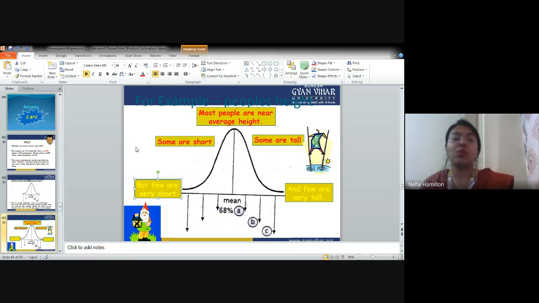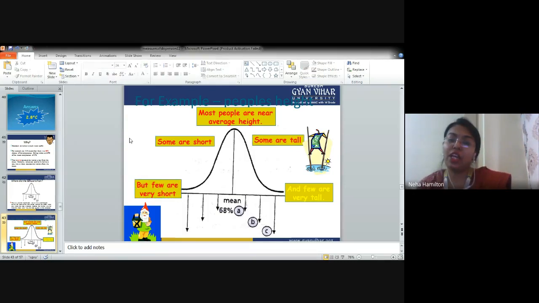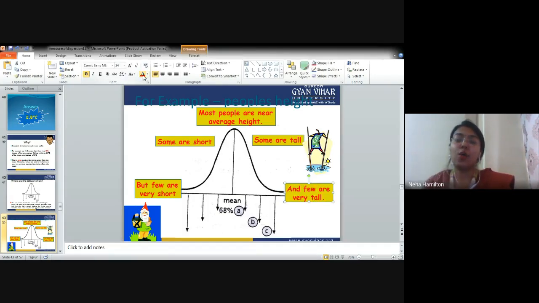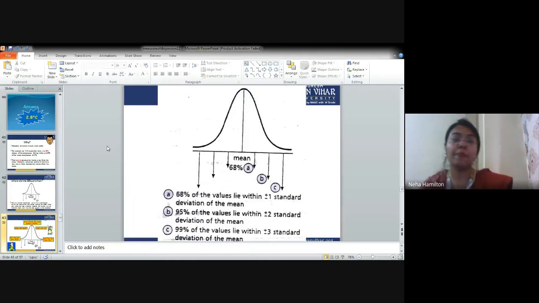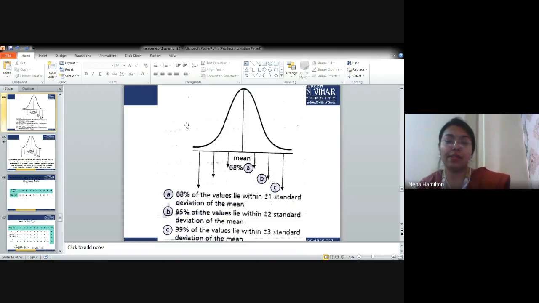Okay, now let's come to the extremes. Few are very short, and few are very tall, right? So this is what the data is telling us about most of the people near the average height. So most of the people have average height. Some are short, some are tall, and when we go towards the axis, some are very short and some are very tall, right? Now the next thing that we have to understand is 68% of the values lie within plus to minus 1 standard deviation of the mean.